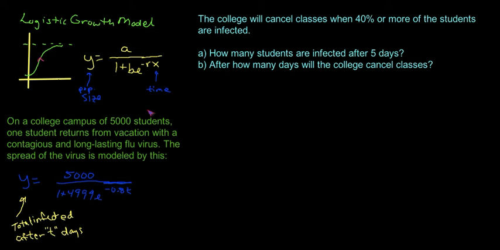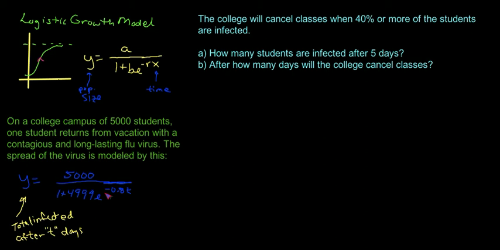So again, the y value is going to be the total number of students that are infected after t days. On this one, the college also decides that they'll cancel classes when 40% or more of their students are infected. So we're going to be asked to find two things here. One, how many students are infected after 5 days, because this is going to show how quickly this thing can spread based on this model. And then, how many days will it take before the college will have to cancel classes?